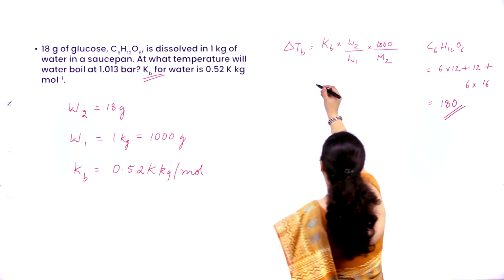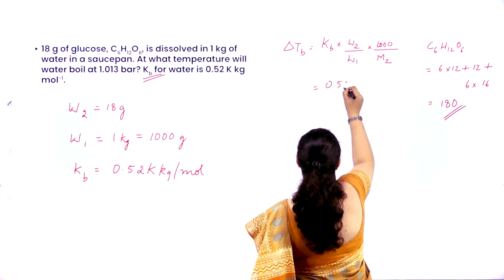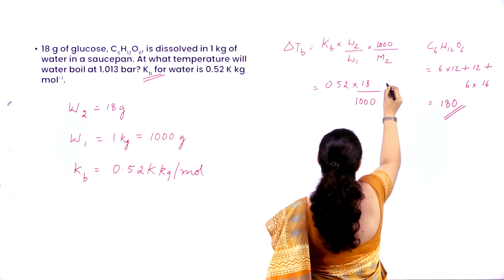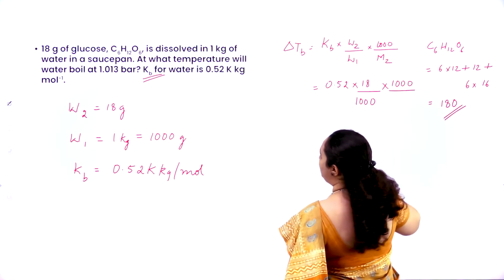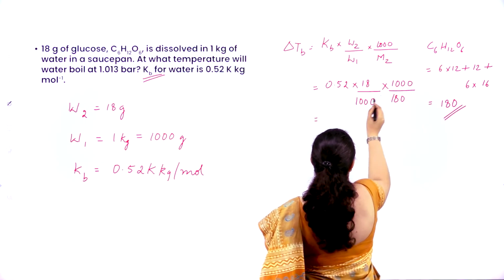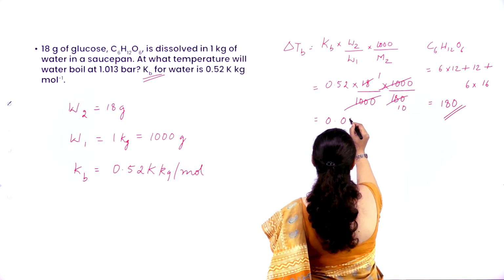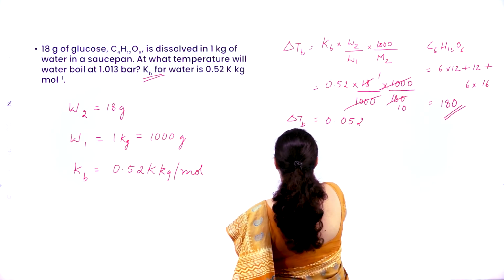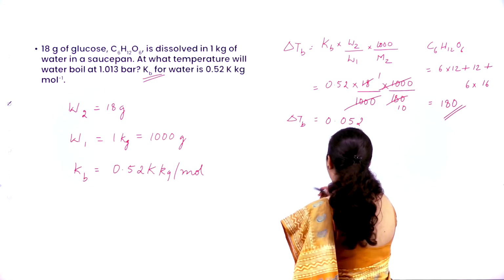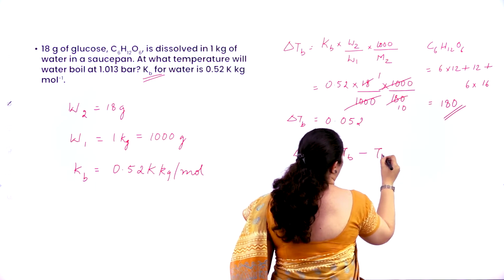Okay, so I'll just substitute the values now. Kb is 0.52, W2 is 18, W1 is 1000 into 1000 divided by 180. So if I calculate this, I will get it as 0.052, that is delta Tb. Correct? What is delta Tb? It is Tb minus Tb naught. So delta Tb is equal to Tb minus Tb naught.